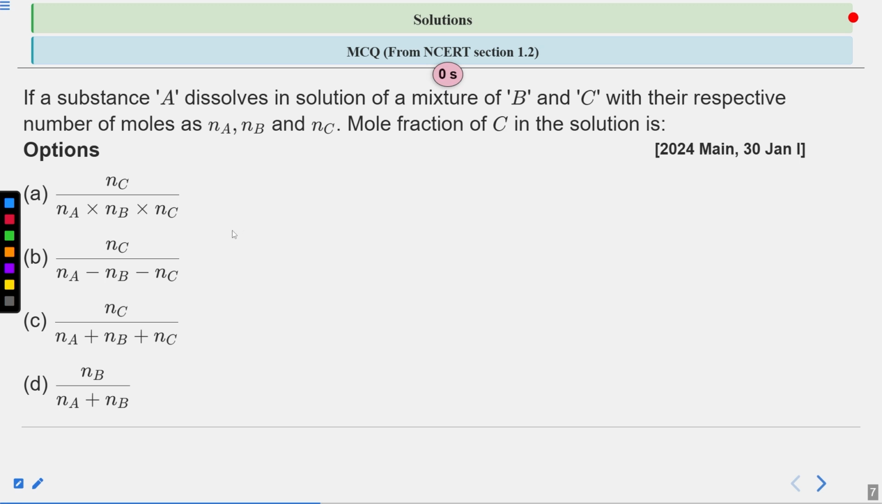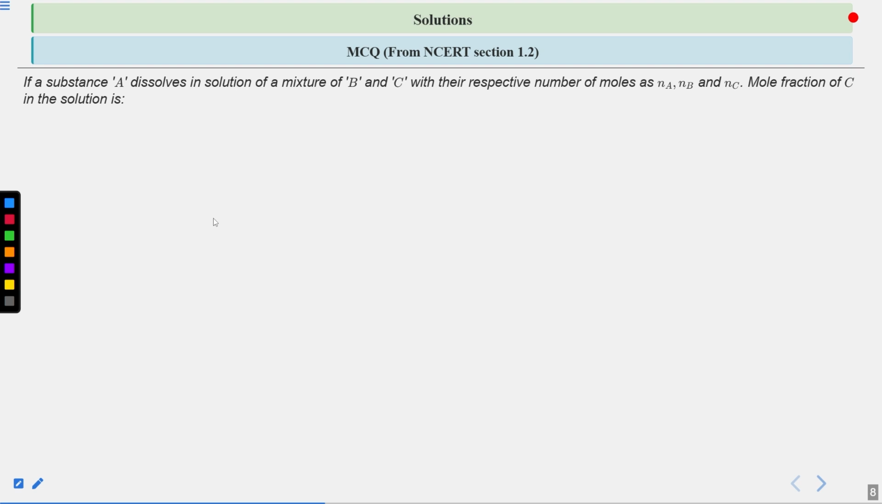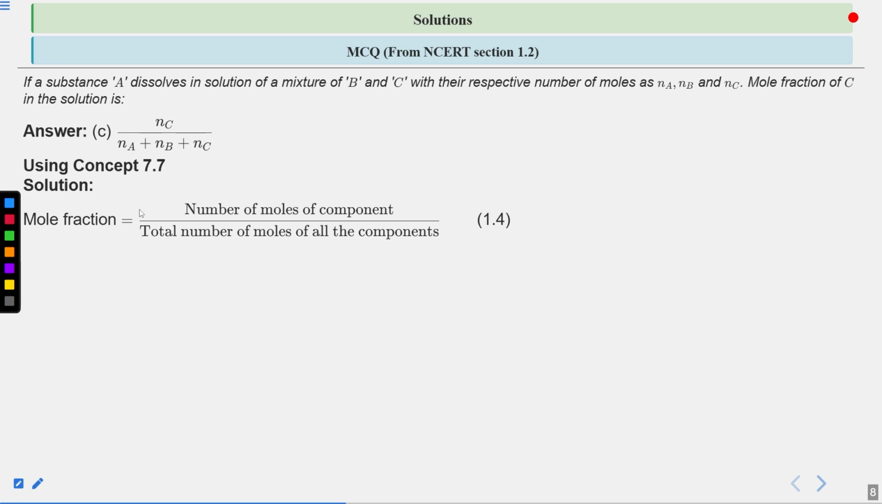Okay, let's see. For the given question, the correct answer is option C, which is the number of moles of C divided by the sum of the number of moles of all the components A, B, and C. Now, let's see, using the concept 7.7, the formula or definition of the mole fraction is the number of moles of the component divided by the total number of moles of all the components. This is equation 1.4 given in our NCERT textbook.